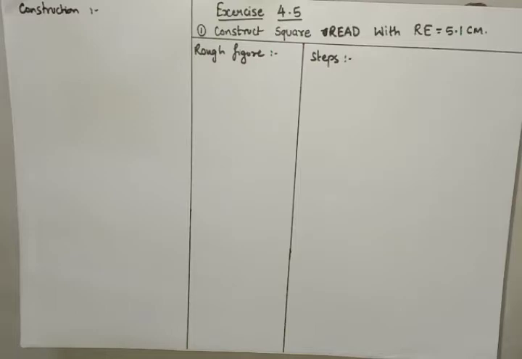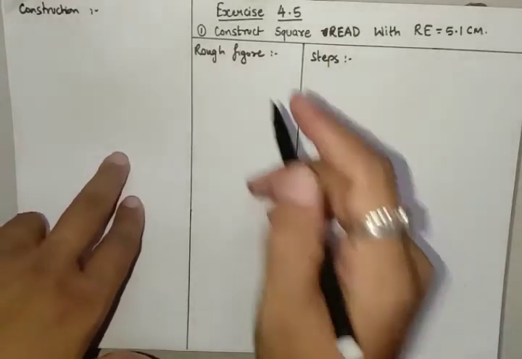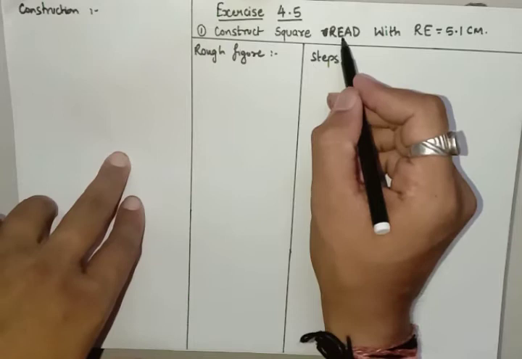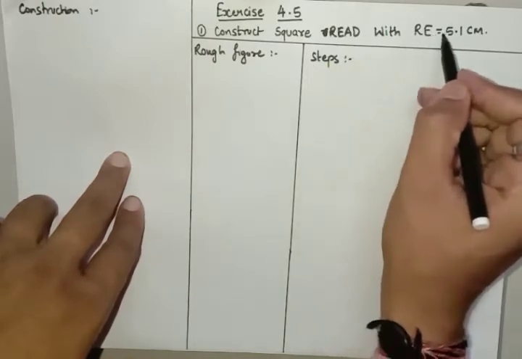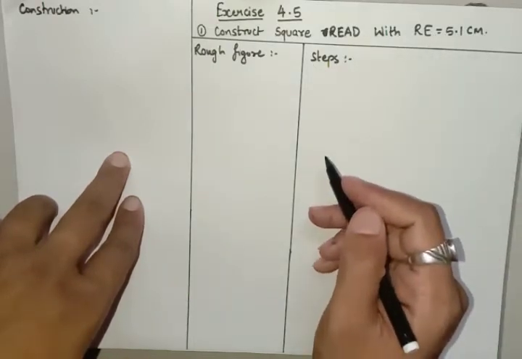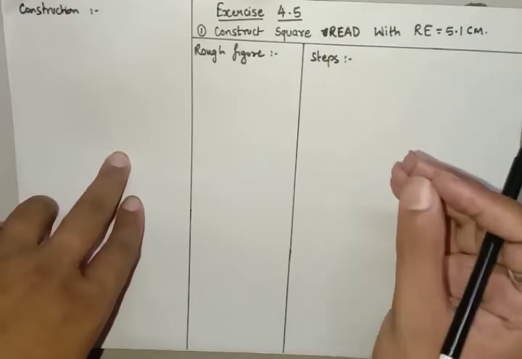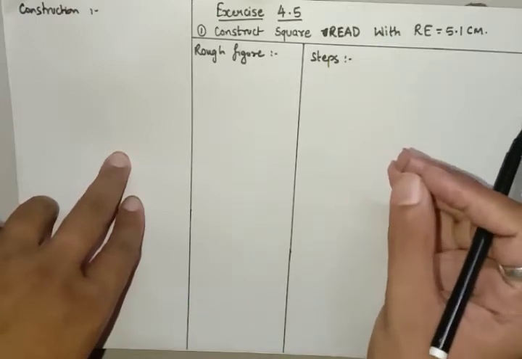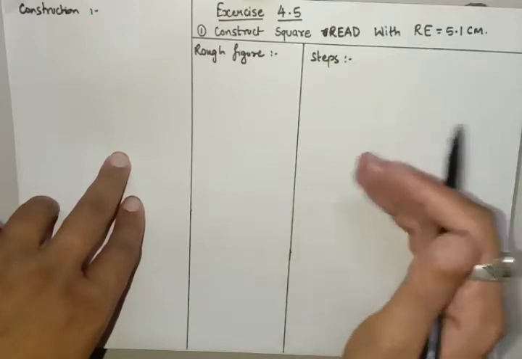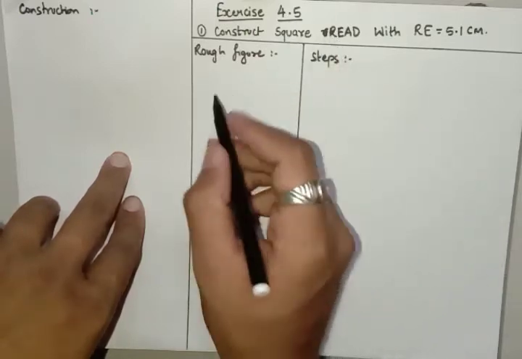We have read parallelogram, trapezium, square, rhombus, rectangle, kite and all. All those properties we have to keep in our mind for solving these questions. Okay, so 4.5 question number 1, here it is. Construct square READ with RE equal to 5.1 centimeter. See children, we will use the construction technique we have done so far, right? For that, first we have to construct a square.